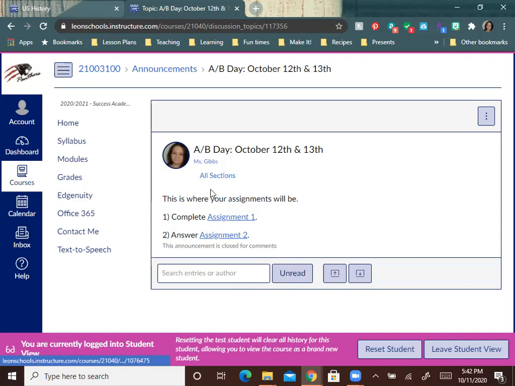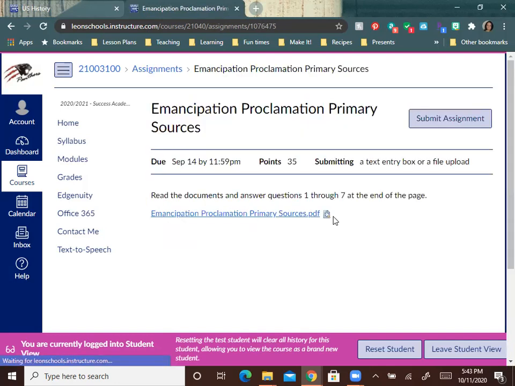So I always link the assignments. There's no obvious assignments here. I just set it up as an example. So I tell you to complete assignment 1. Then you click on assignment 1 and it takes you directly there. And then to go back home, you just click the home button.